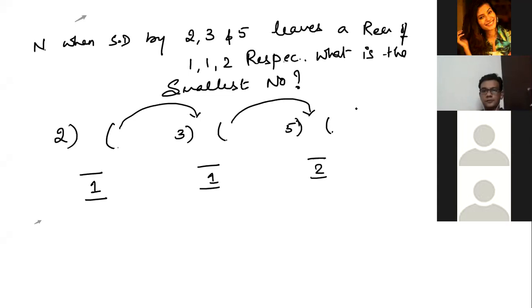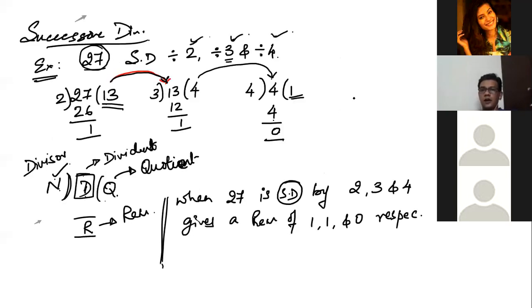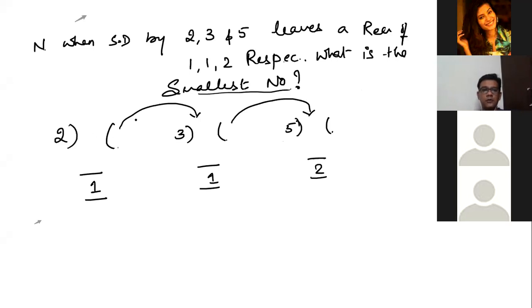Right. Now, so now the question is talking about what is the smallest number. In the previous case, I had told you one thing, that we keep dividing till my last quotient is a whole number. Okay, I keep dividing till my last quotient is a whole number. Now, tell me, so here also I have to keep dividing till my last quotient is a whole number.